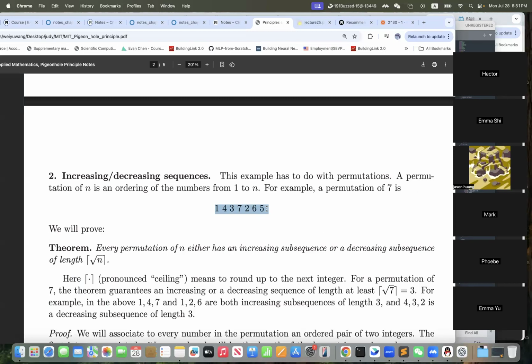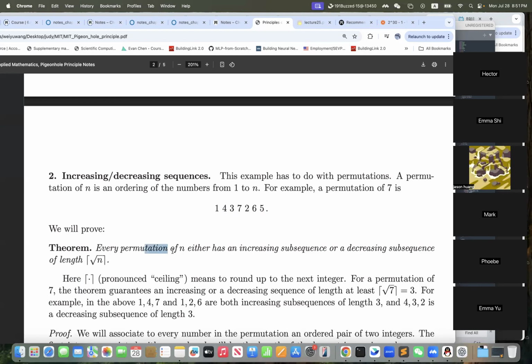So a decreasing subsequence is also like an increasing subsequence. First, it needs to be a subsequence. It needs to keep the original order, but the numbers you select must be decreasing. So what can be a decreasing subsequence? 765. Yeah, 765. Very good. So 765 is a decreasing subsequence. And of course, 75 or 76 is also a decreasing subsequence. It's just not long enough.